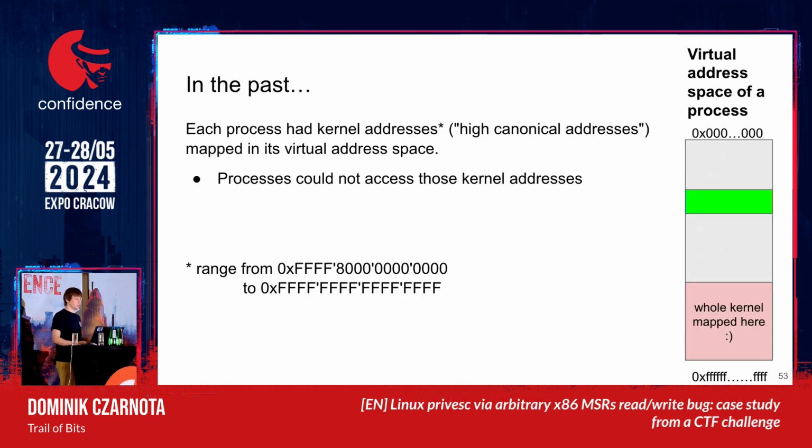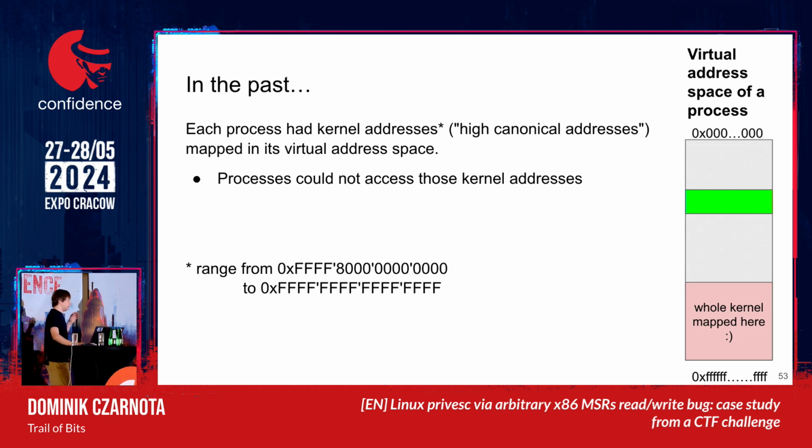And in the past, when we have a virtual address space of a process on the right side, it turned out that each process had the whole kernel mapped in its virtual address space. Whole kernel memory. By the way, whole kernel memory also contains all physical memory, because the space is so huge that it can contain all physical memory. Because while you have, like, 4 gigabytes or 64 gigabytes of RAM, this address range from 0x00 to 0xFFFF is very, very huge.